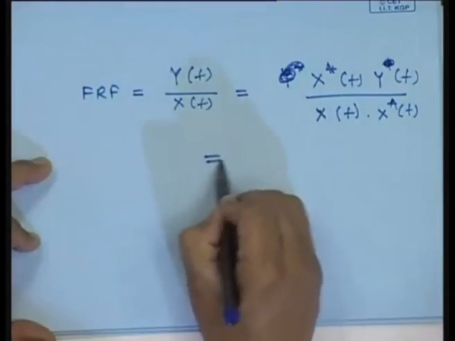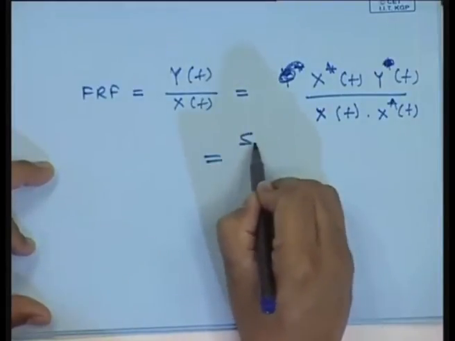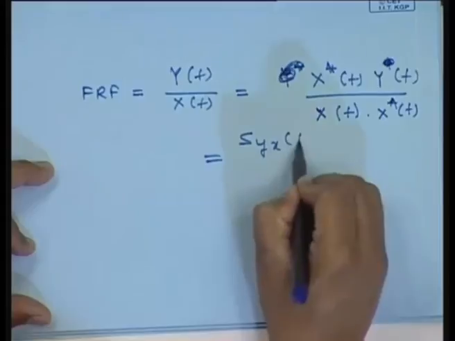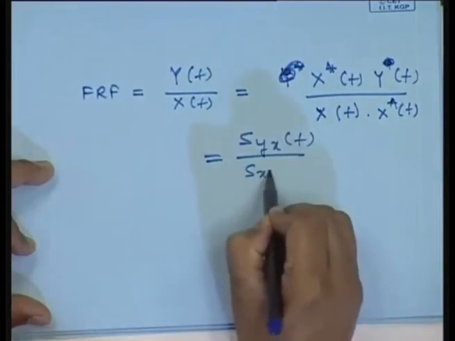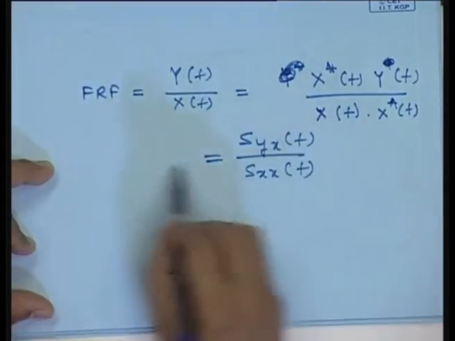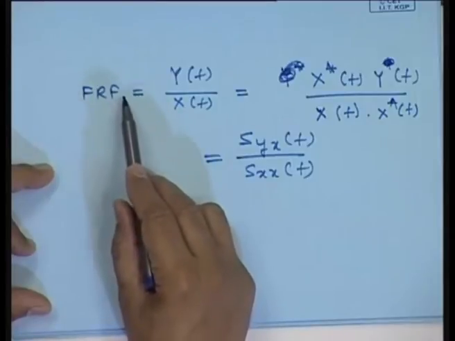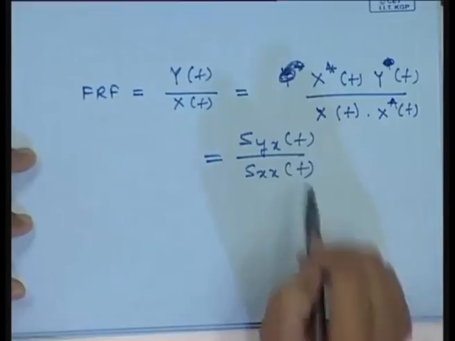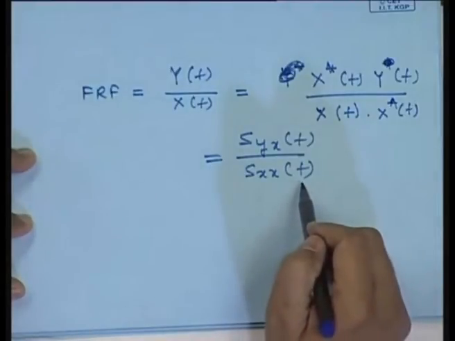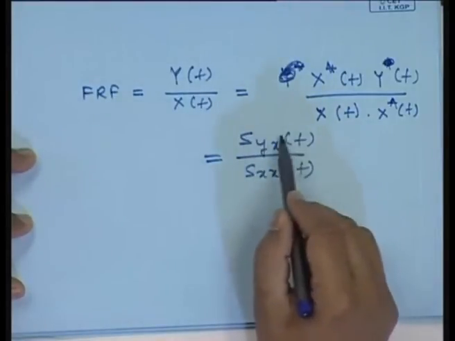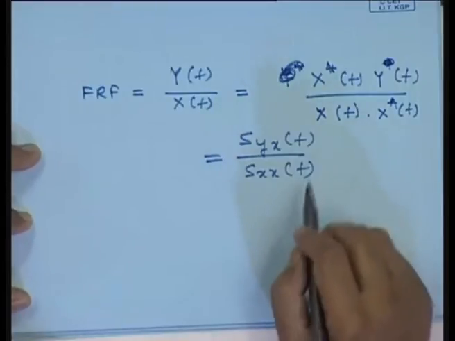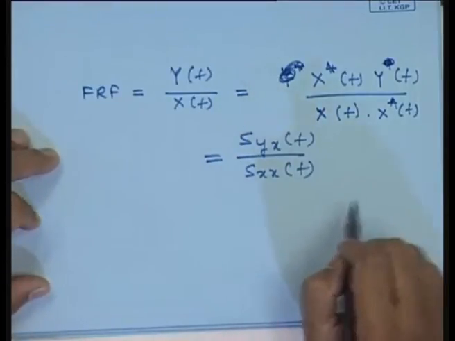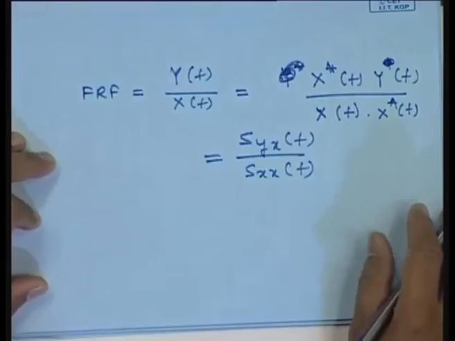This means what? So the frequency response function can be computed as the cross spectrum divided by the auto power spectrum of the input, cross spectrum between the output and input divided by the auto power spectrum of the input. Okay.